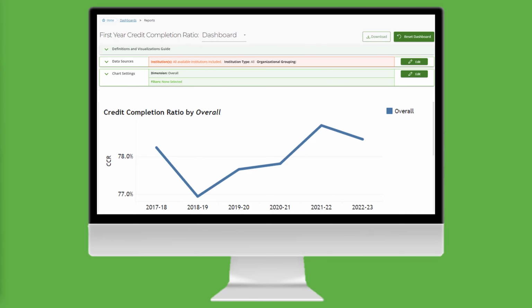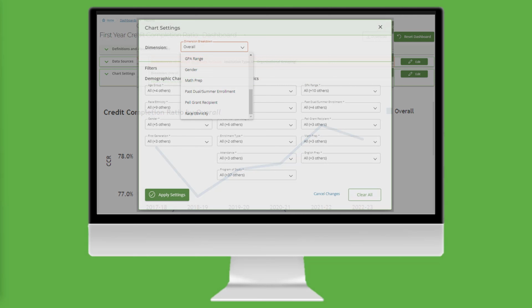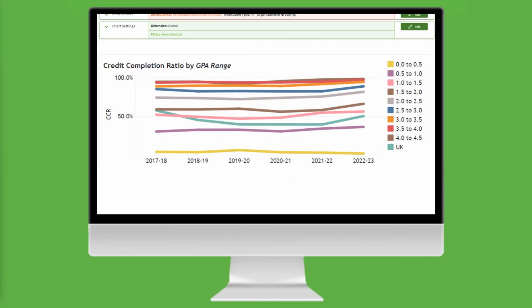To determine that, Ram applies a dimension by clicking on Edit, which opens chart settings. Then, he selects GPA range from the dimension dropdown and clicks Apply Settings. Now they see a line representing each GPA range.